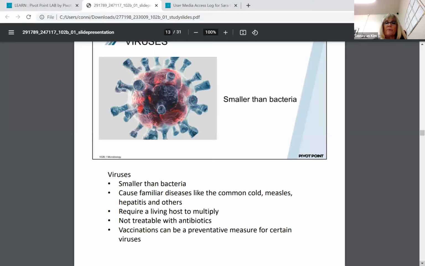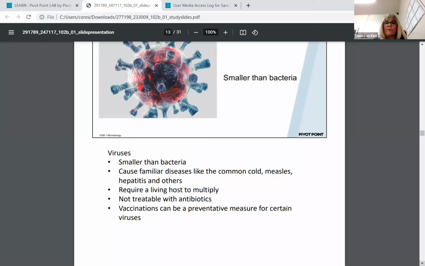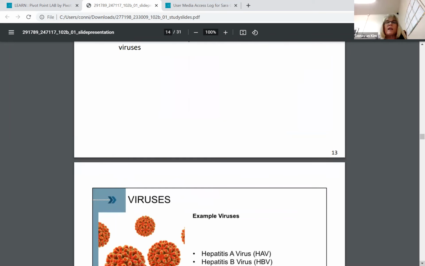So guess what? You're the host. Antibiotics don't work on viruses, but vaccinations can help. That's why we get those childhood vaccinations, right? Because it helps. So we don't get these types of viruses out there, like mumps, what is it? Mumps, whooping cough, polio. We all get these vaccinations.